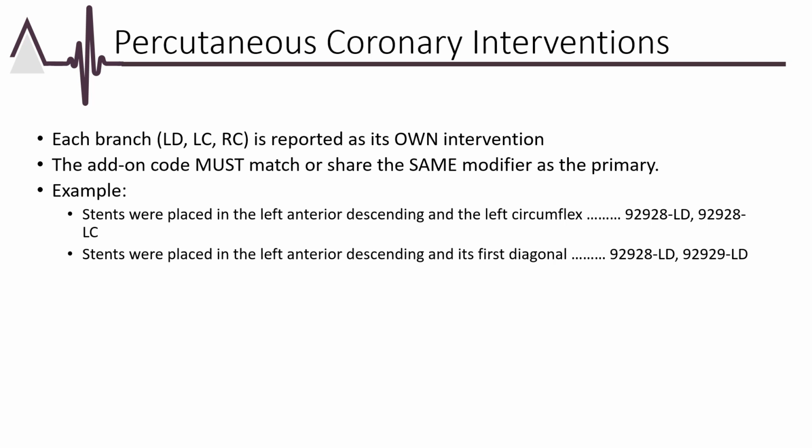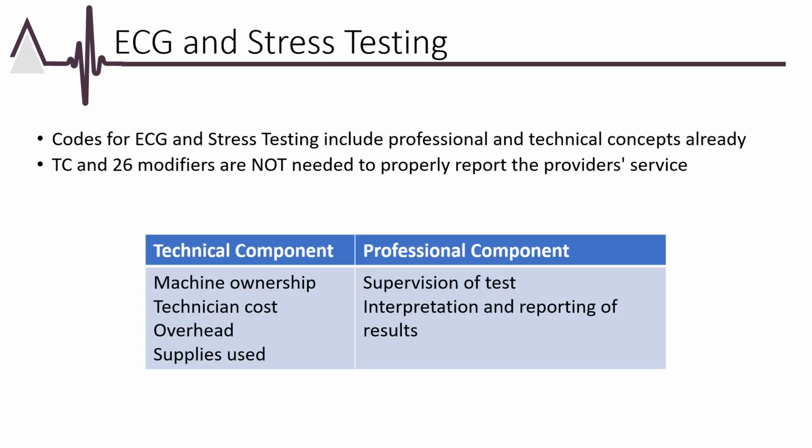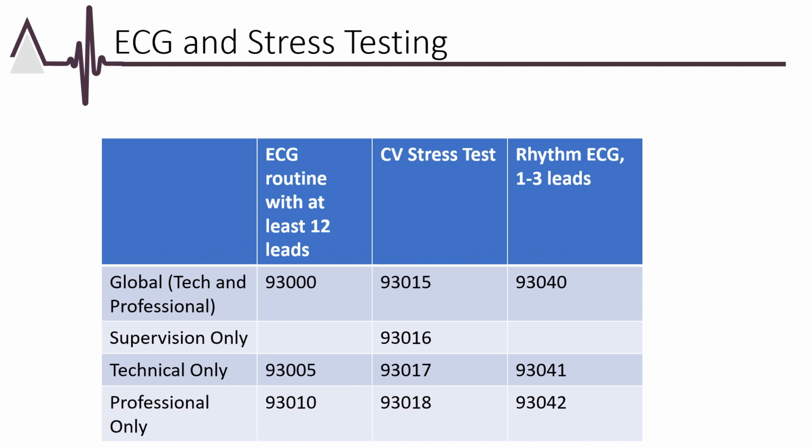During PCI, each branch is reported on its own. Please see the examples listed. For ECG and stress testing, the key concepts for code selection include the type of procedure such as with interpretation and report, tracing only, interpretation and report only. Please take a moment to review the table on this slide.